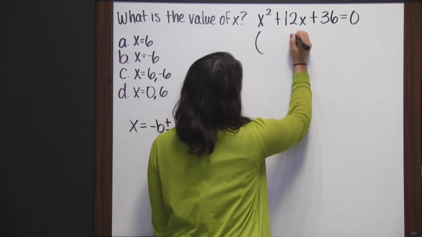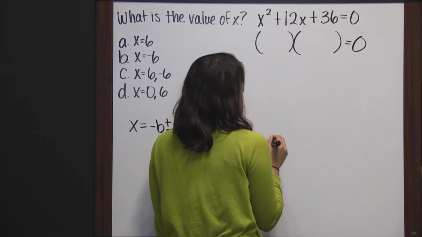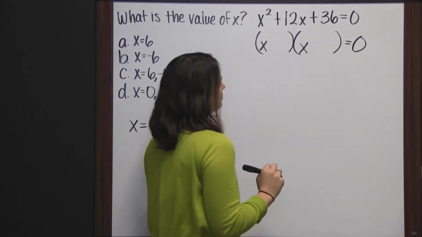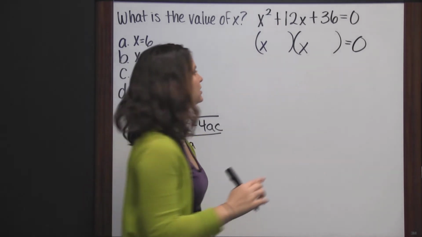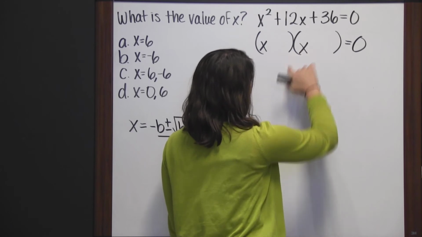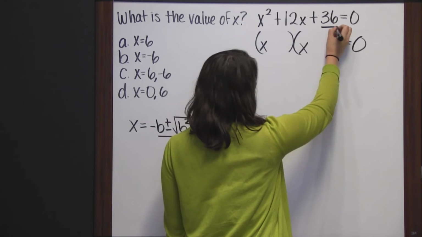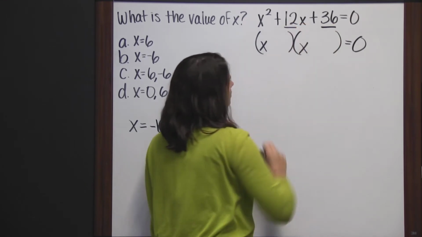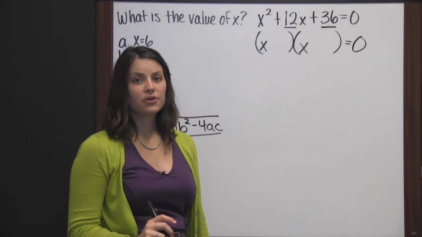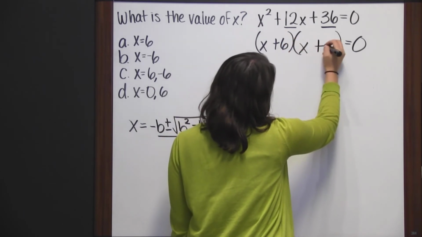So I'm going to factor this trinomial into a binomial times a binomial. I know that x times x is x squared. What I need to find out is what my second numbers are in each set of parentheses. And these two numbers need to have a product of 36 and a sum of 12. And the only two numbers that have a product of 36 and a sum of 12 are 6 and 6.